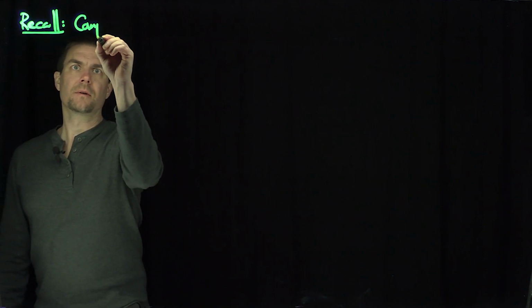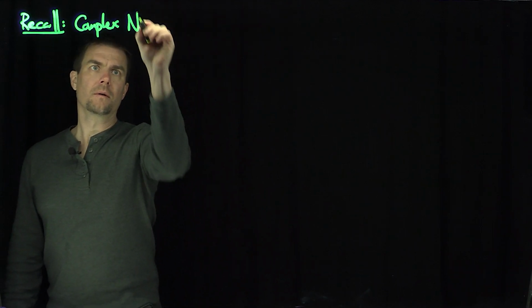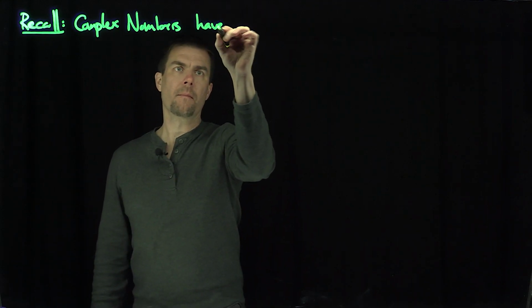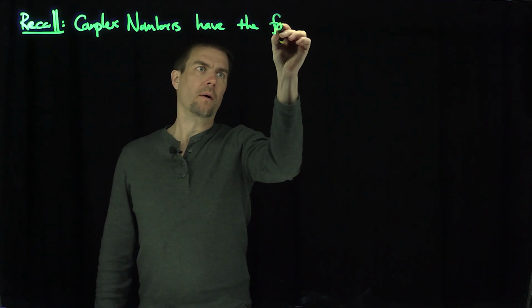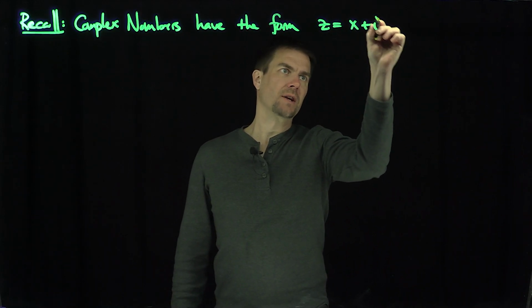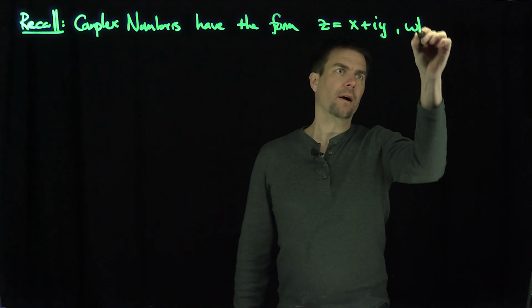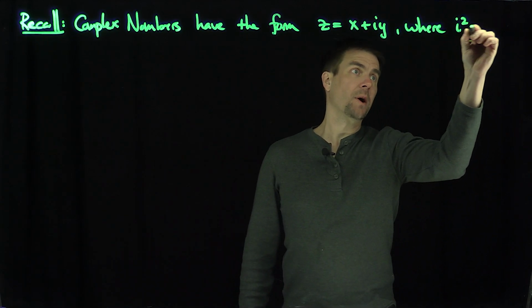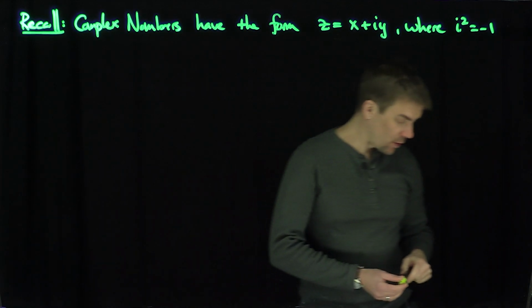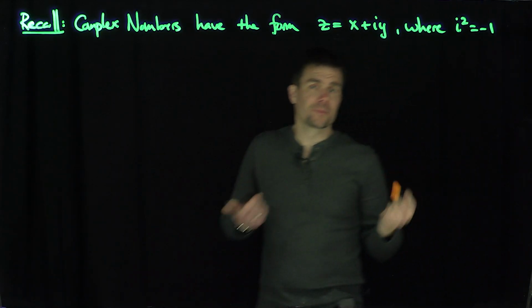Complex numbers have the form z equals x plus iy, where i squared is -1. And of course, these complex numbers basically help us alleviate one of the fundamental problems of real numbers, right?